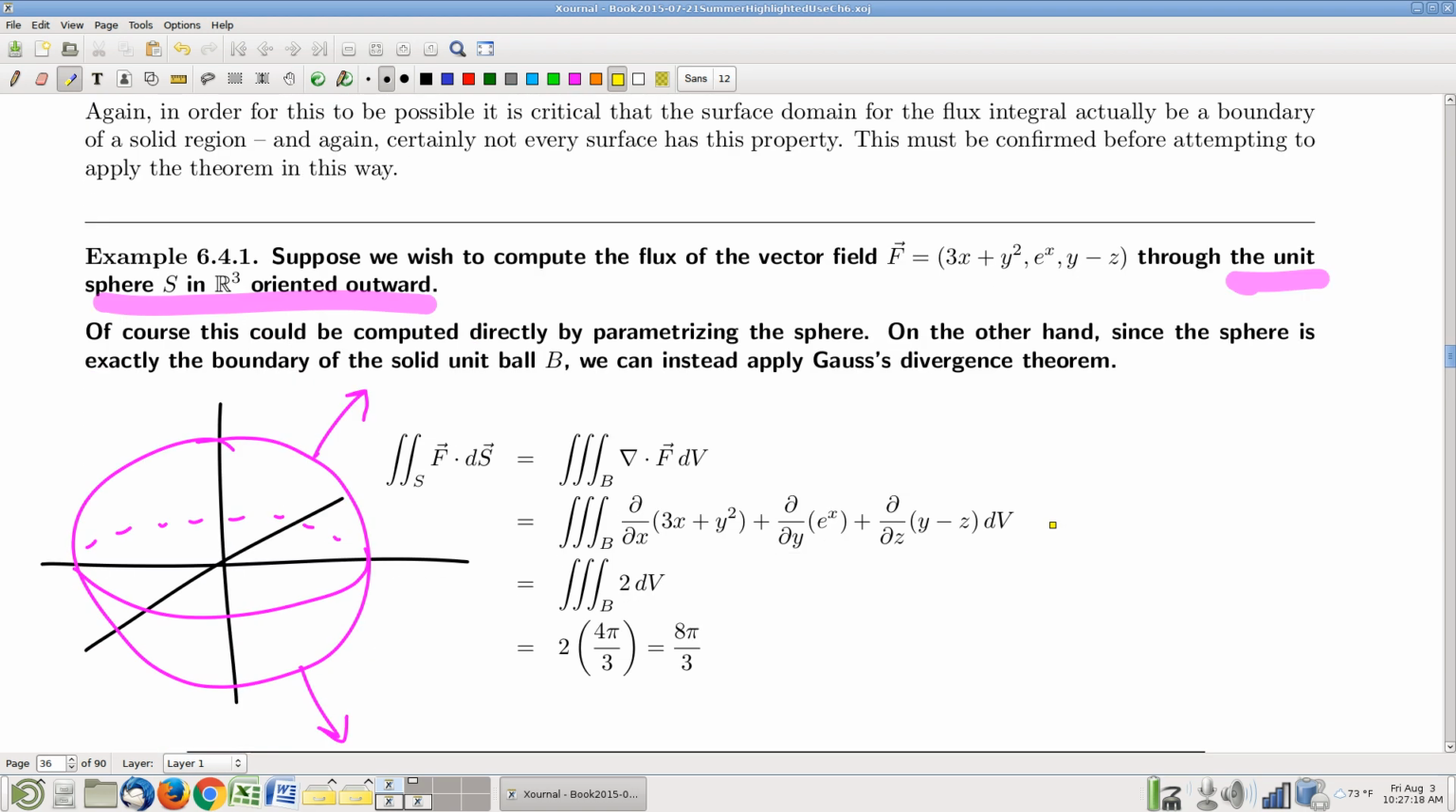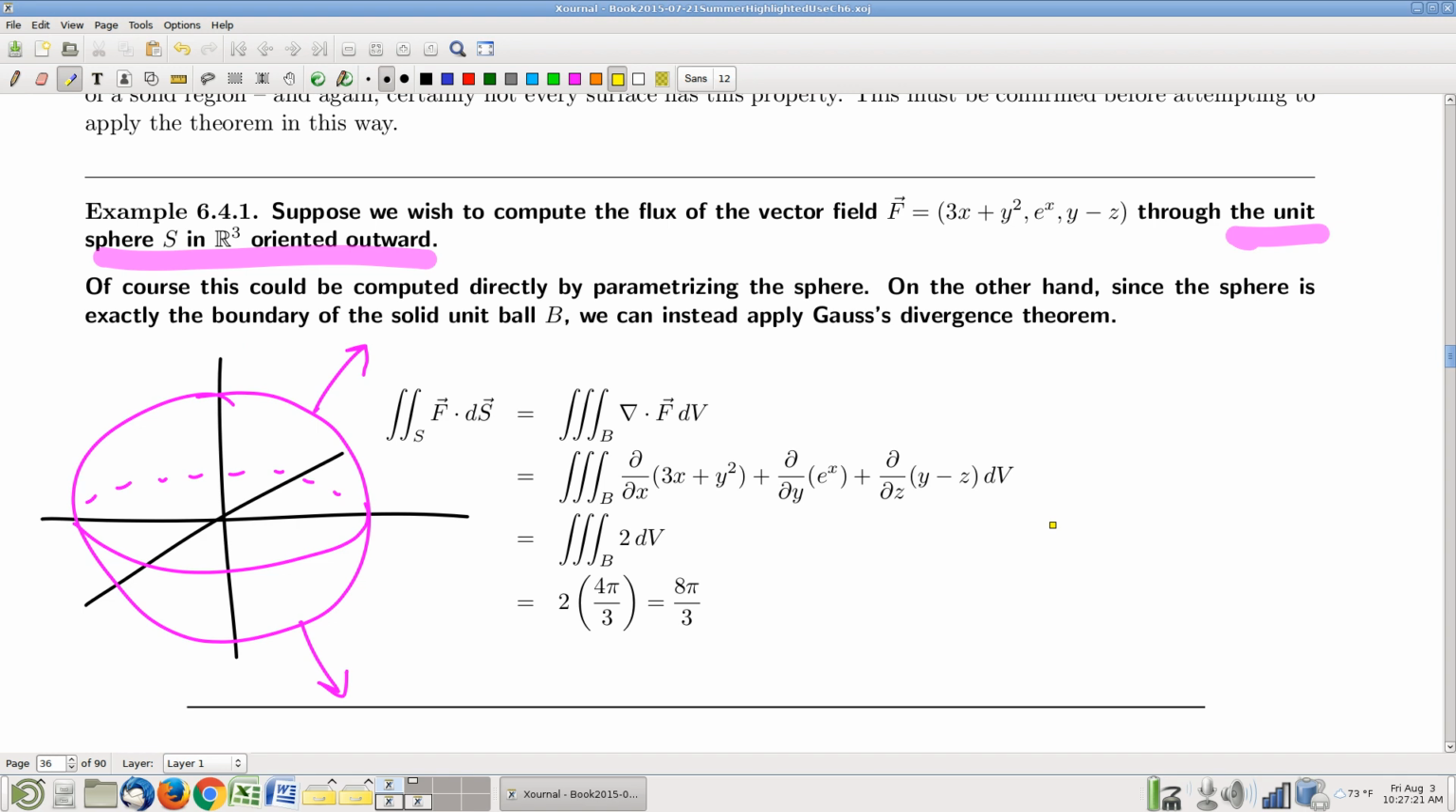Okay, so is this surface a boundary? Sure, but no proof required. It's geometrically obvious. This surface, the outward-oriented unit sphere, is the boundary of the solid unit ball. Terminology reminder: sphere means surface, ball means solid. You've got to be careful with that terminology. It's really easy to mess that up. Okay, is everybody on board? Did everybody see how this sphere is clearly the boundary of the unit ball?